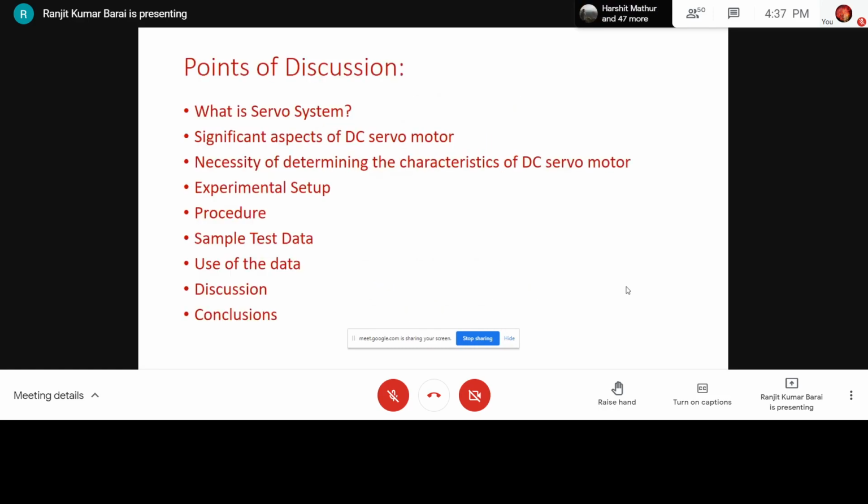Now, points of discussions are like this. What is a servo system, that you must know? What is the meaning of this keyword servo? And significant aspects of DC servo motor. And necessity of determining the characteristics of DC servo motor. Experimental setup, I shall explain. Then procedure. Then sample test data, I shall show you because it's a virtual class, so I cannot show you the exact data. Use of that data, how to use, and discussion, finally conclusion.